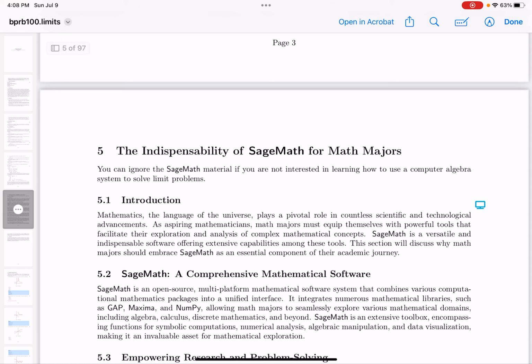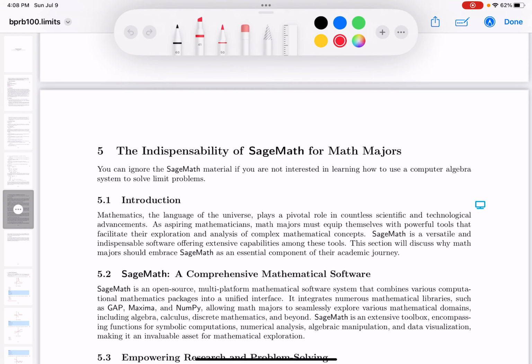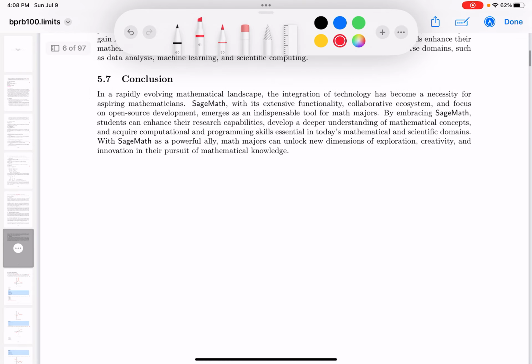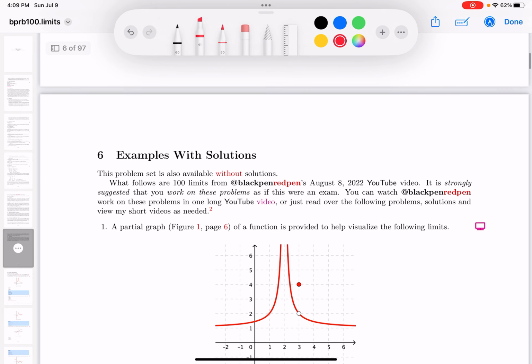Okay, so one thing I want to point out here is it says something about the indispensability of Sage Math for math majors. And although this is optional, I would definitely recommend you think about investigating this, all right? So what I want to do is scroll through the notes now, and I want to see, do they say something about it in the notes?